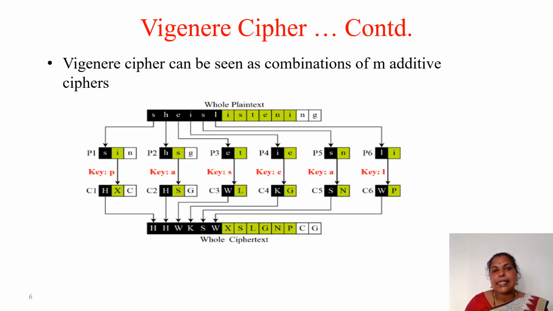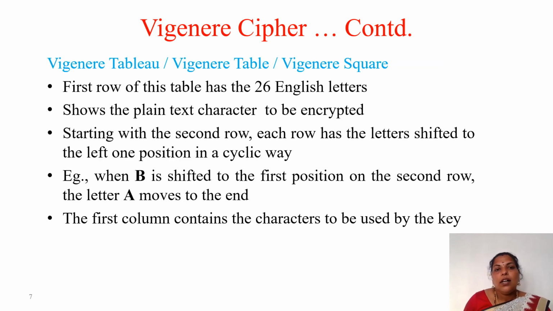So here we can see that the Vigenere cipher can be seen as a combination of M additive ciphers, because the whole plaintext is divided into different blocks, and for each block we apply the keyword and all the additive operations are performed. So we are performing M additive ciphers. What is the size of M? That depends on the size of the keyword. This is one way to perform the encryption process using the Vigenere cipher.